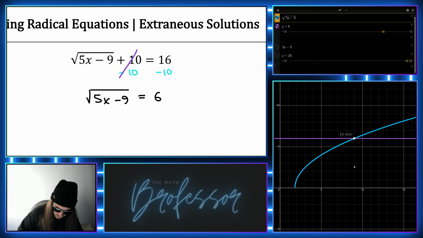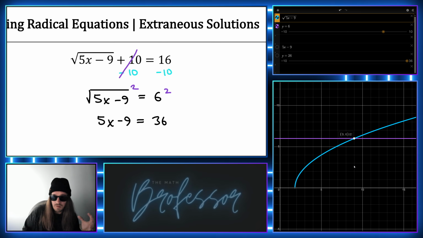So we're applying the inverse operation. Well, the next thing we have to deal with is this square root. And the inverse of a square root is a square. So we would square both sides. That would cancel out the square root, bringing down 5x minus 9 equals 6 squared, which is 36. Okay, I'm going to pause again. You're like, goodness, he's taking forever to solve this. Trust me, it's worth it.